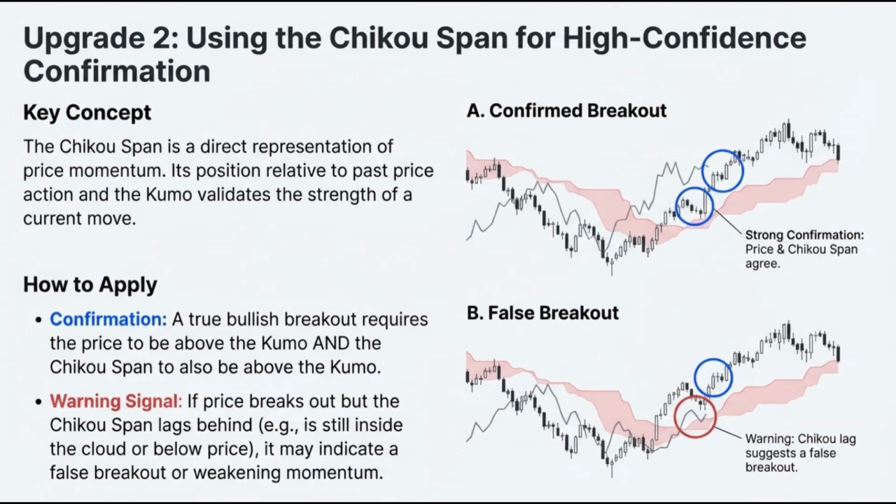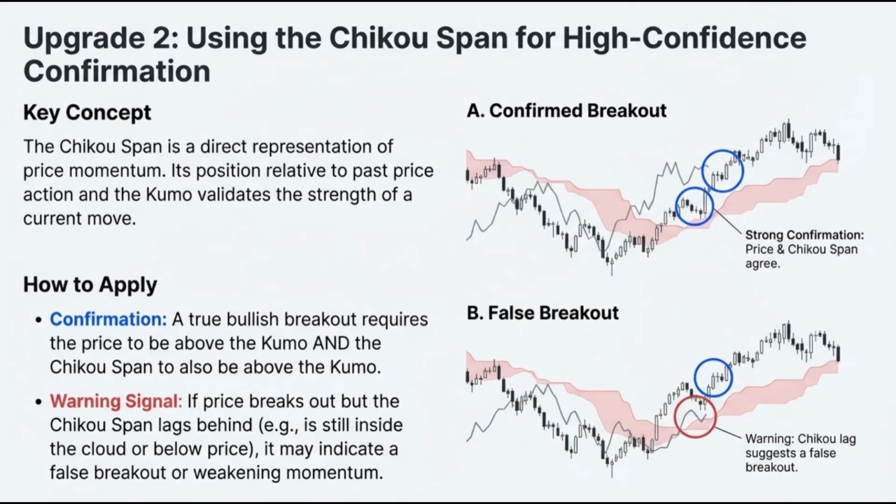The divergence is when the price is making new highs, maybe it just broke above the Kumo, but the Chikou span is lagging behind. It's stuck in a cluster of old prices. So the current move doesn't have enough force to overcome the past. You've got it. It's a sign the move lacks broad support.